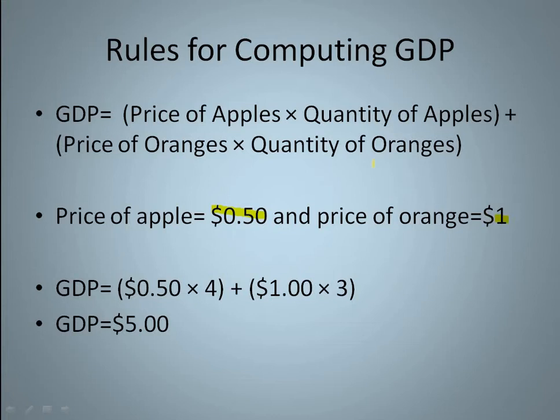There is a formula for GDP: the price of apple multiplied by quantity of apple, plus price of orange multiplied by quantity of orange. So here the price of apple is $0.50 and the price of orange is $1. Then we simply put in the value of the price of apple, 0.50, multiplied by the quantity, which is 4.